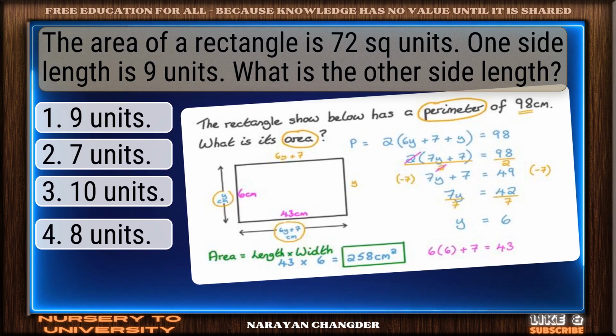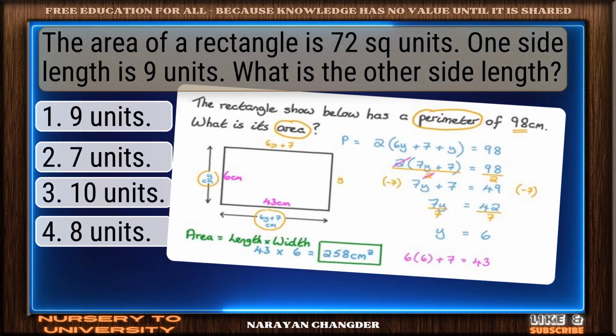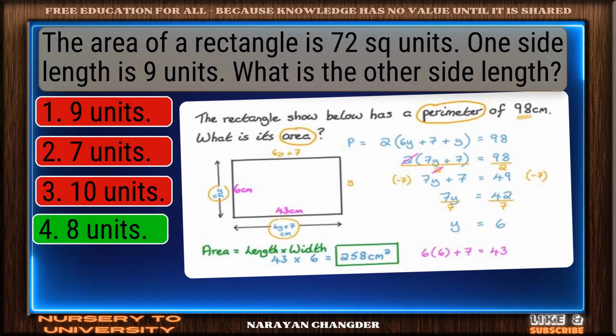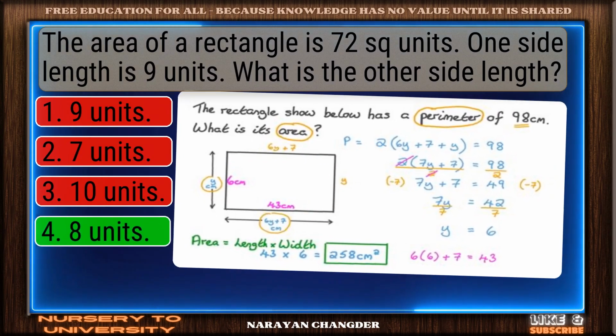The area of a rectangle is 72 square units. One side length is 9 units. What is the other side length? Smart pick. 8 units is the correct choice.